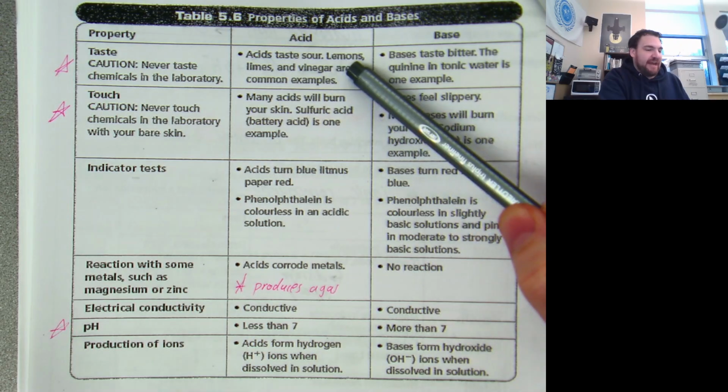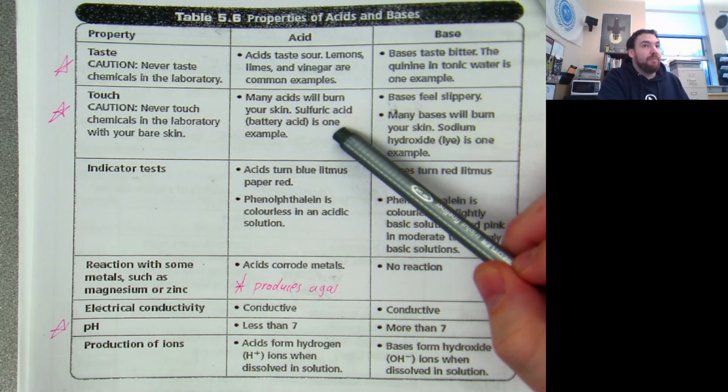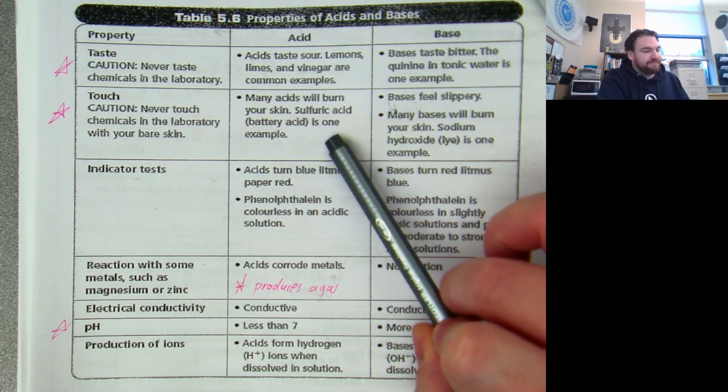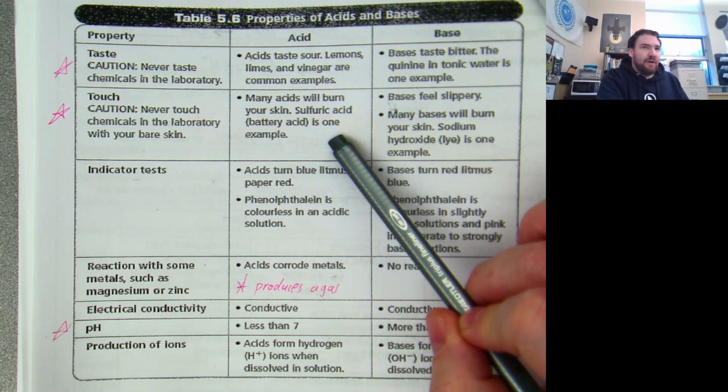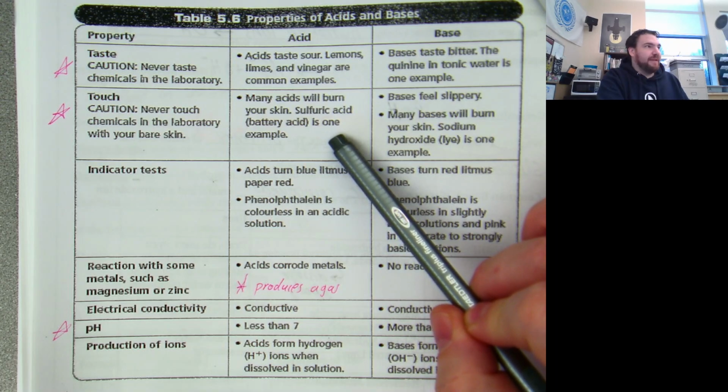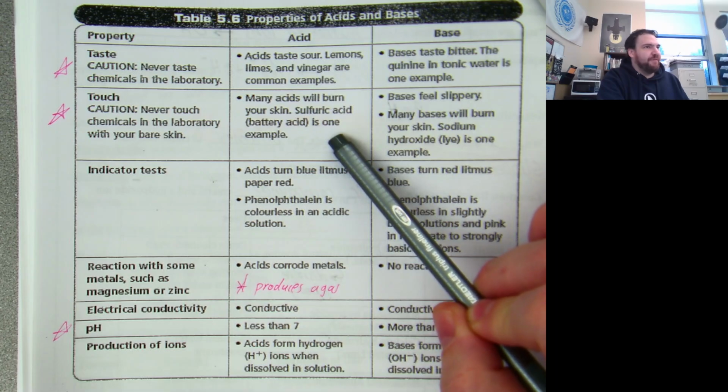Lemons and carbonic acid are both sour. Both of them will burn your skin, or could burn your skin. We don't see it happening overly dramatically. If I put lemon juice on your skin, you're not going to feel anything. But if I spray lemon juice in your eyes, you're going to feel a whole bunch of something different.